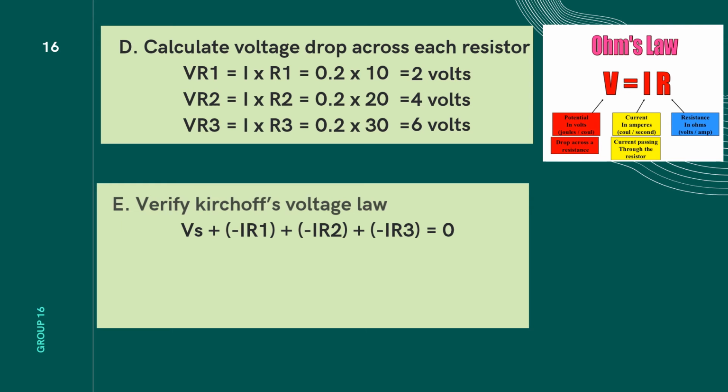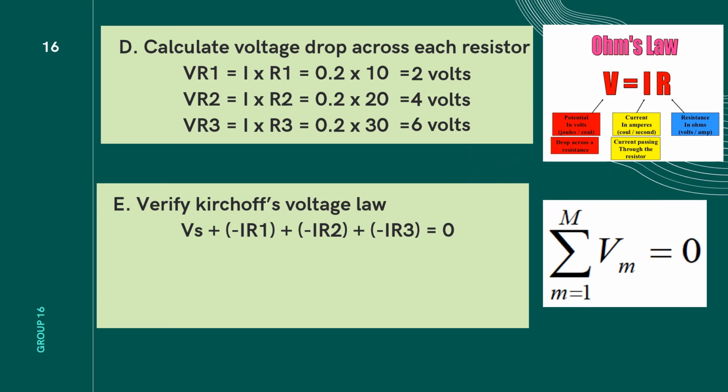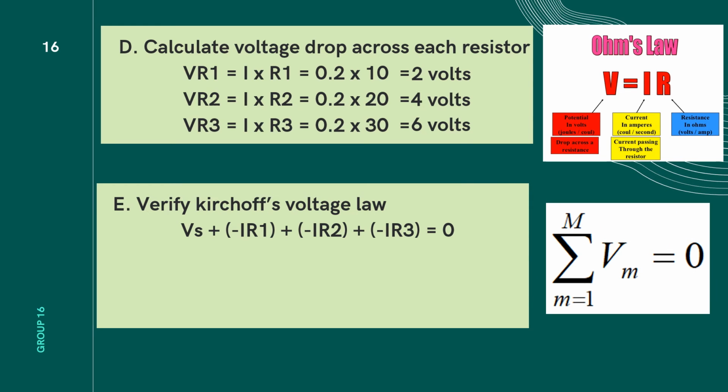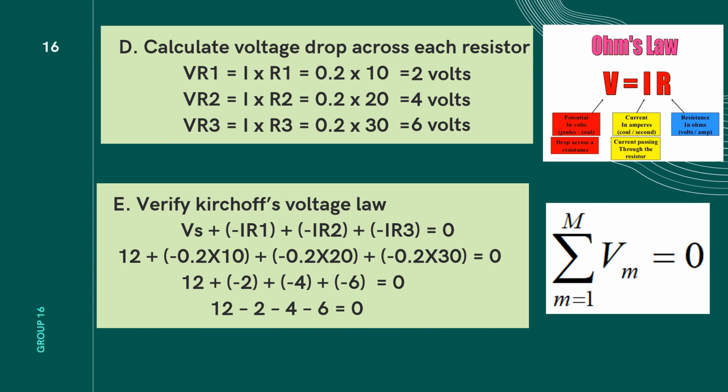And the last question, E. Verify Kirchhoff's voltage law. Kirchhoff's voltage law tells us that the sum of the voltage differences around any closed loop in a circuit must be equal to 0. Therefore, Vs plus negative IR1 plus negative IR2 plus negative IR3 must be equal to 0. Then we substitute the values for Vs, current and resistors. And lastly, we will get 0 as the answer.